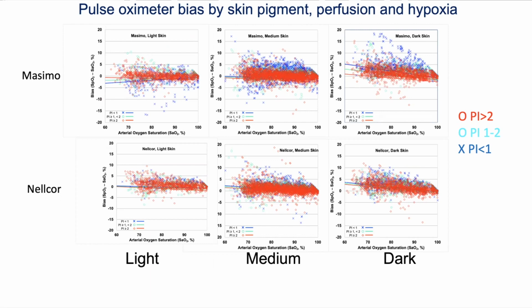So what we're seeing here is that bias on the vertical axes in each of the panels varies pretty substantially with the range of hypoxia and also with the level of perfusion. The red being perfusion greater than 2, the cyan between 1 and 2, and the black or dark blue is a perfusion index of less than 1. And we selected those levels based on a sensitivity analysis where we looked at different levels of perfusion to see what their contributions were to the bias.